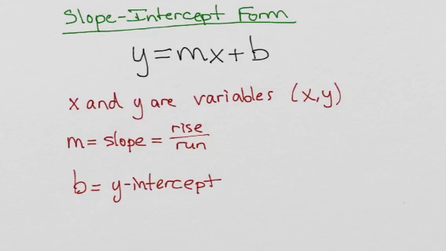Hello again. Today we're going to be talking about one of my favorite equations, slope-intercept form, y equals mx plus b. First off, let's remind us what the letters all stand for.